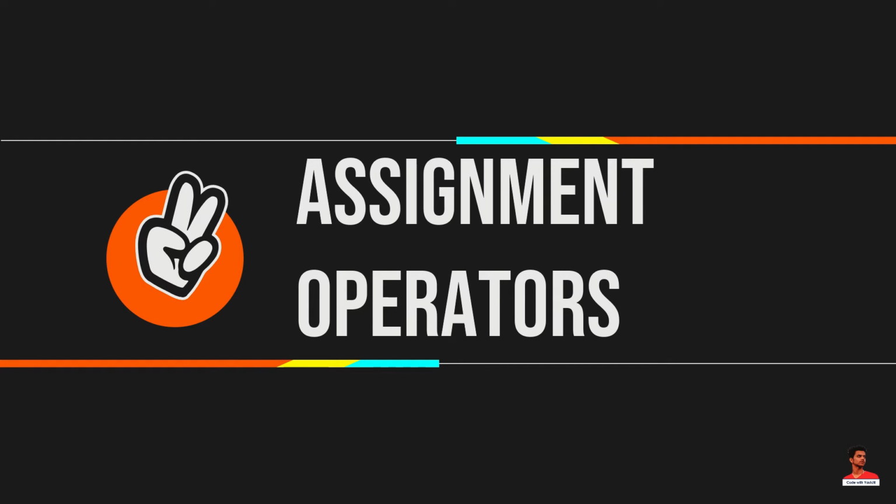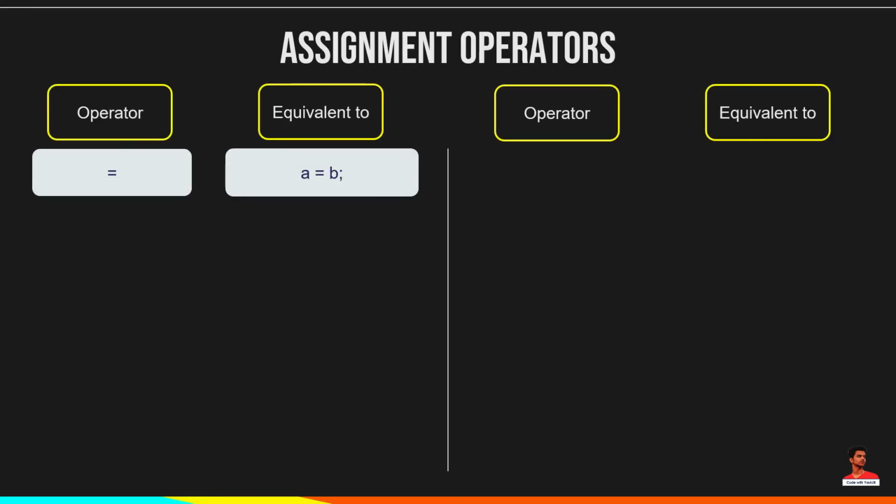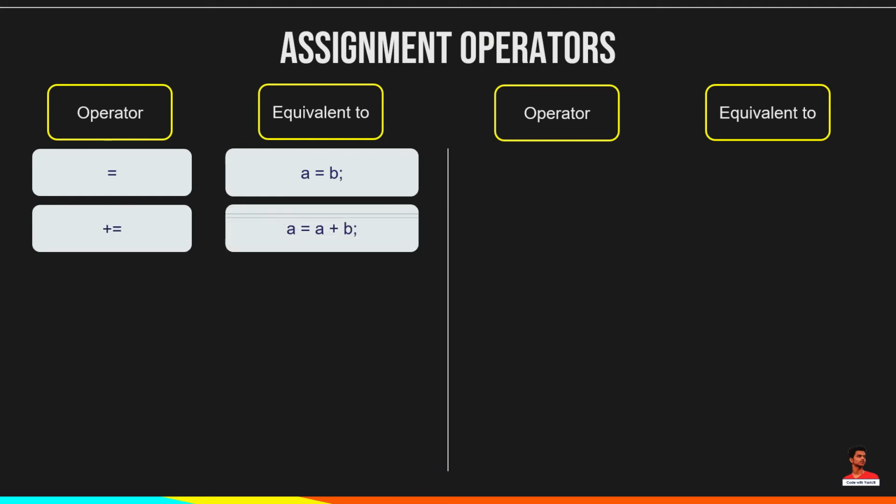Java assignment operator is one of the most common operators. Assignment operators are used to assign values to variables.